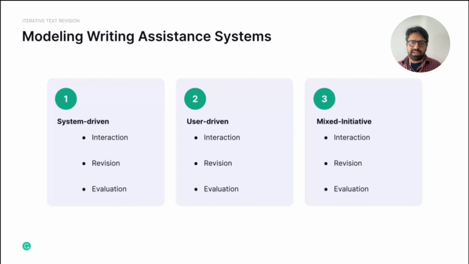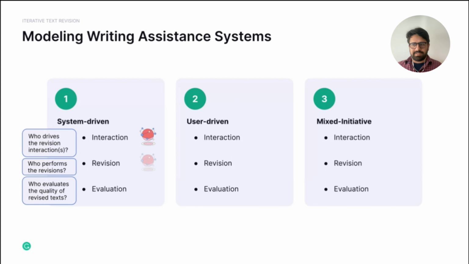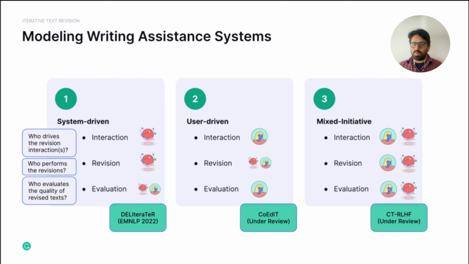So when it comes to modeling the writing process, over time, we have seen three distinct patterns which form the body of our work. These are called system-driven, user-driven, and mixed-initiative writing assistance systems. They mainly differ along three axes. The first one is interaction, defined as who out of the human or the machine drives the revision interactions. The second one is revision, defined as who out of human and machine performs the revision. And the third one is evaluation, defined as who out of human and machine evaluates the quality of the revised text and drives the next steps in the interaction.